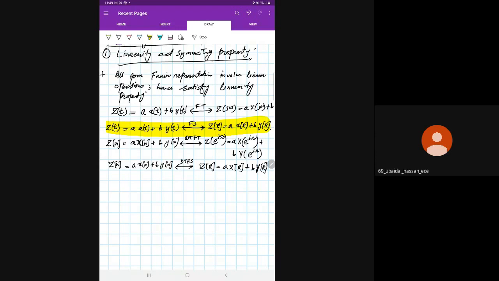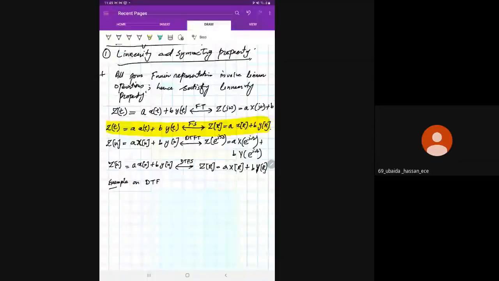So, an example on discrete time Fourier transform. Discrete time Fourier transform is the third example. In the third example, we have z of n, which is equal to a times x1 of n, a different signal, plus b times x2 of n.